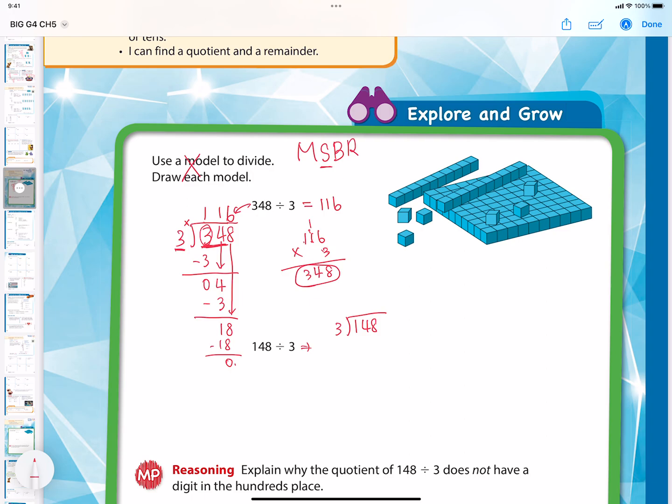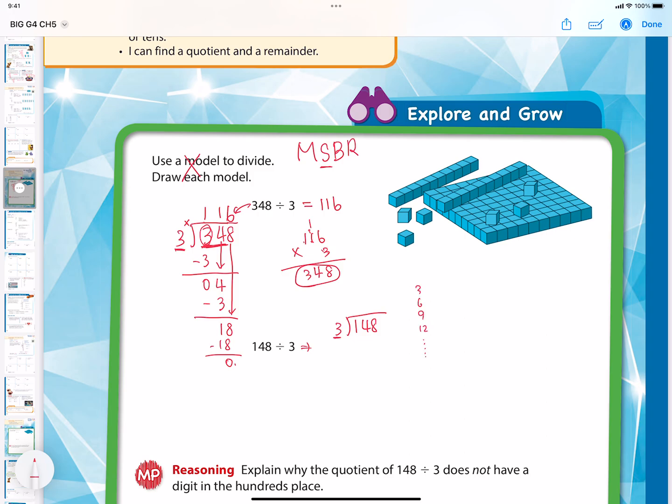So remember MSBR. Multiply, subtract, bring it down, repeat. I guess you're getting tired of it because I've been saying this to you so many times, but this is really, really important, okay? And if you're not sure about the multiples of this divisor, what did I say? You have to write it down on the side, like this: 3, 6, 9, 12, and so on.